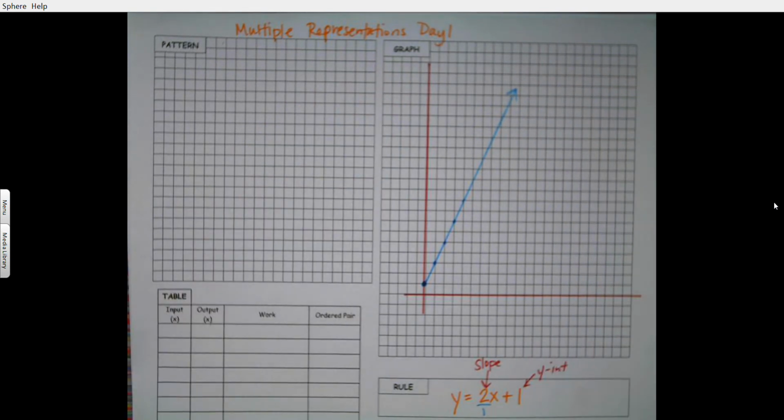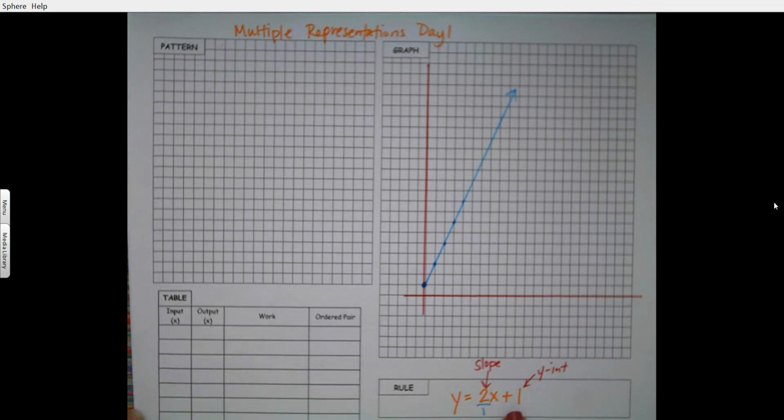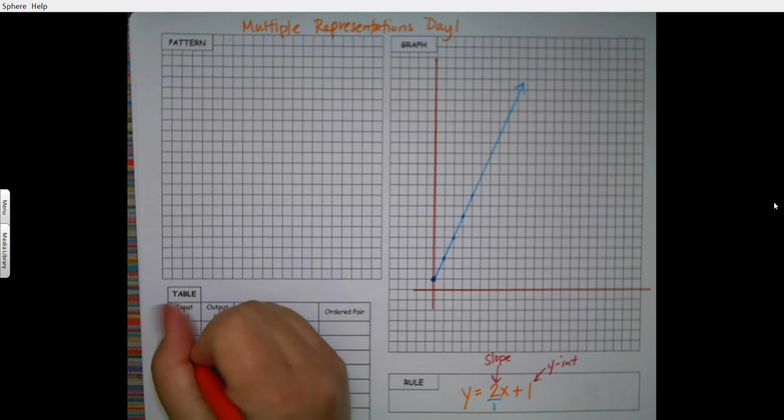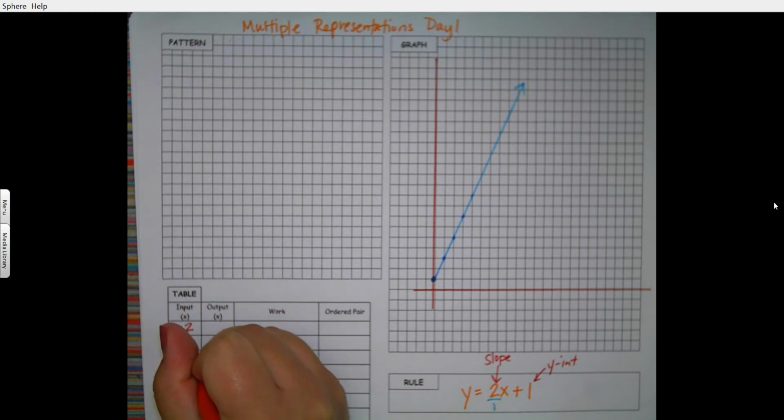Now you can go in any order. If you wanted to go from the rule to the table and then to the graph, that's fine. If you wanted to go from the rule to the pattern, then the graph, then the table, that's fine too. It doesn't matter as long as you do all of the elements. My table, I get to choose my inputs. So these x values I get to choose. I'm going to choose negative 2, negative 1, 0, 1, and 2.